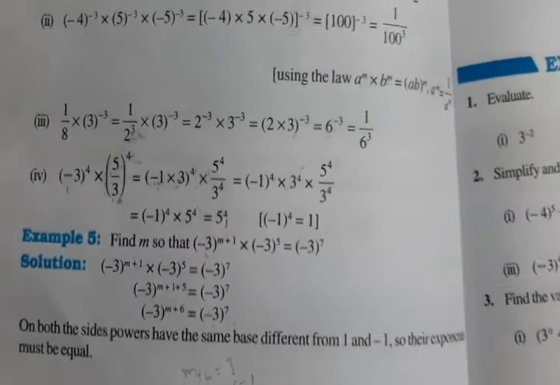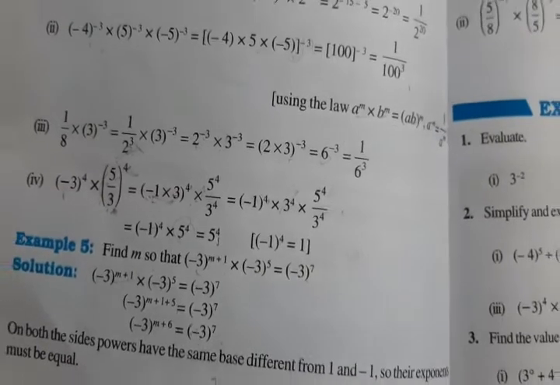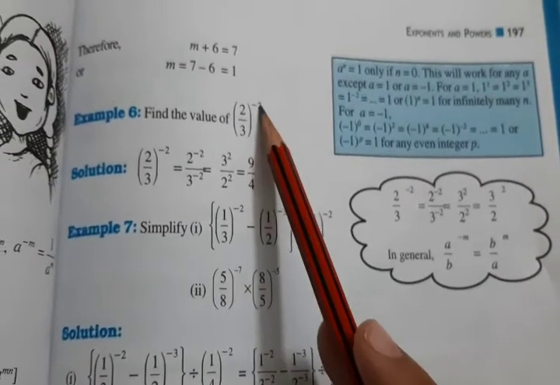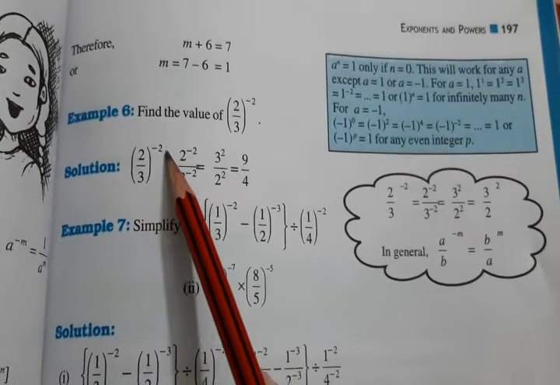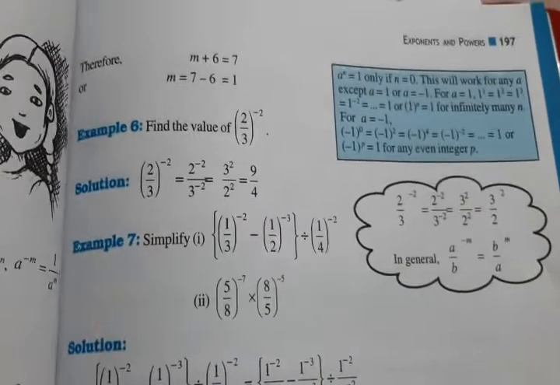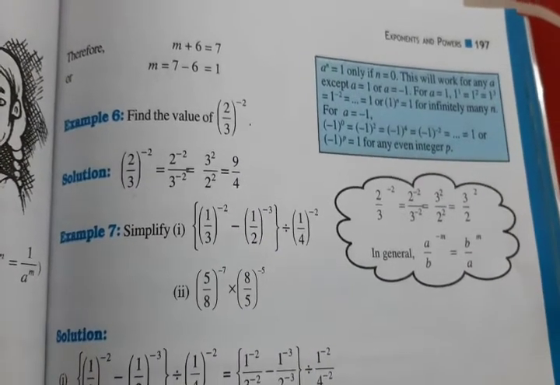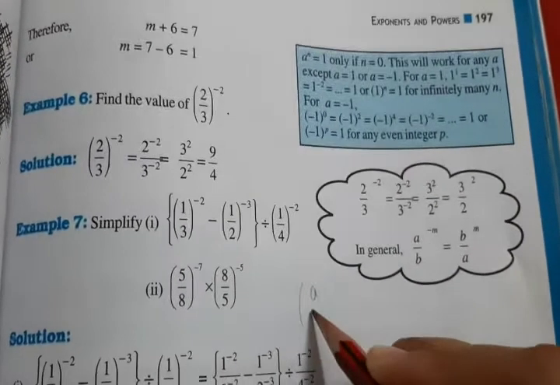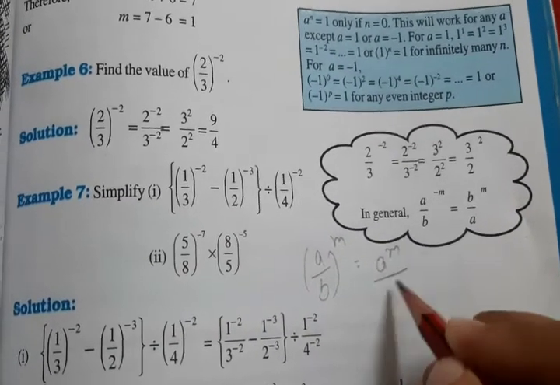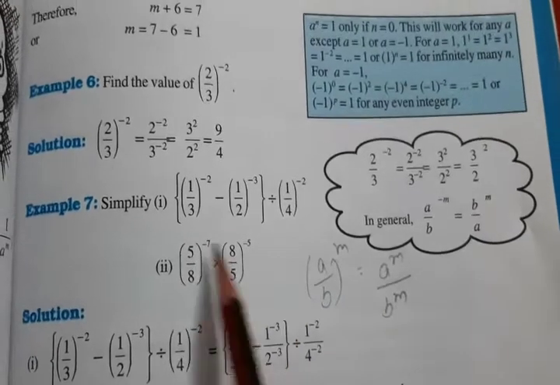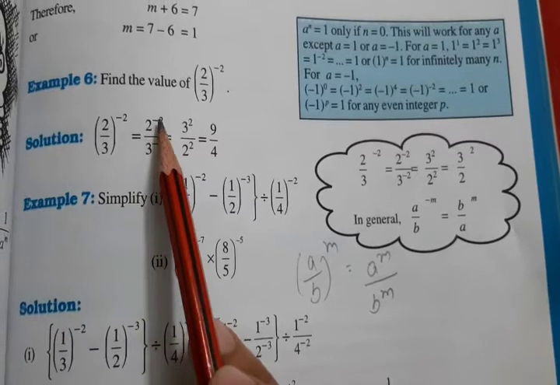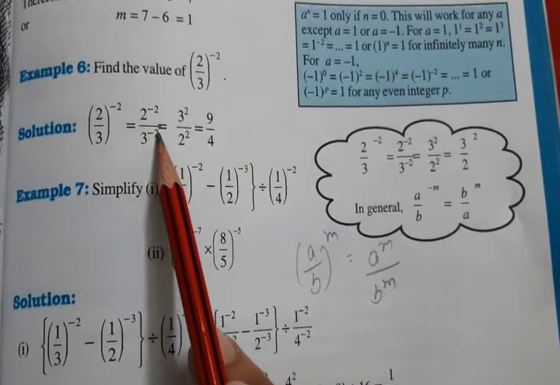Understand? Now let's come to the second example, or sixth example. Find the value of 2 by 3 raised to power minus 2. By this law, a by b raised to power m is always equal to a raised to power m and b raised to power m. Now separate these powers with different bases, that is equal to 2 raised to power minus 2 divided by 3 raised to power minus 2.